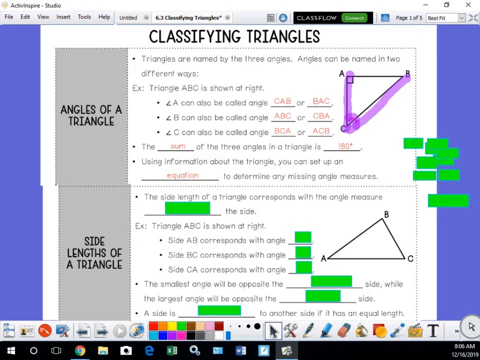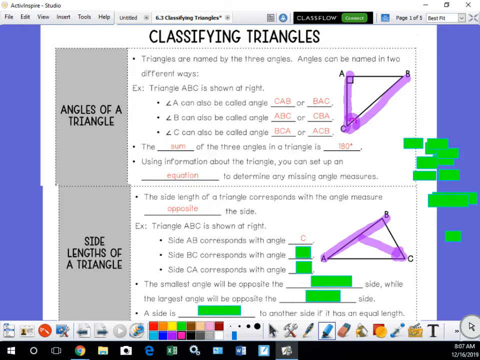All right, so we can classify them by their angles. We can also classify triangles by their side lengths. So the side length of a triangle corresponds with the angle measurement of the opposite side. What that means is that side length AB is going to match up with angle C. So angle C would be this angle right here, and going straight across from that is this side right here. So this side length is going to correspond with the angle across from it.